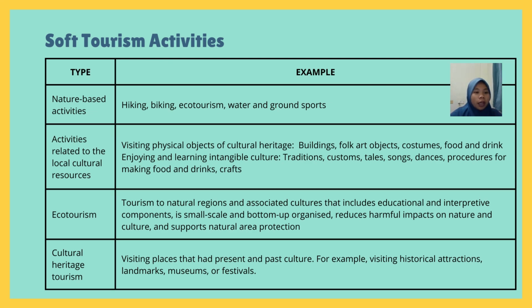The next type is ecotourism, which is tourism to natural regions and associated cultures that includes educational and interpretive components. It is small scale and bottom-up organized, and it reduces harmful impact on nature and culture, and also supports nature area protection. For the last type, it's cultural heritage tourism, which is visiting places that have present and past culture, for example, historical attractions, landmarks, museums and festivals.